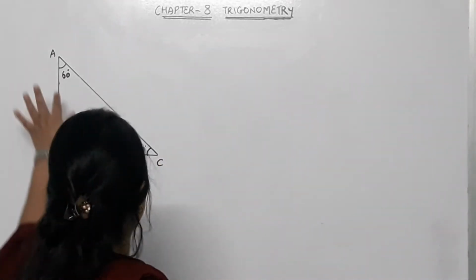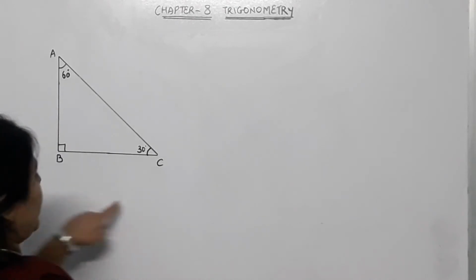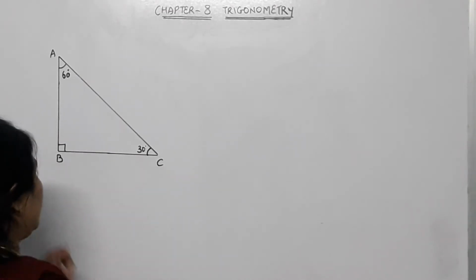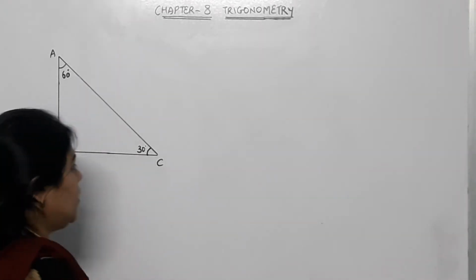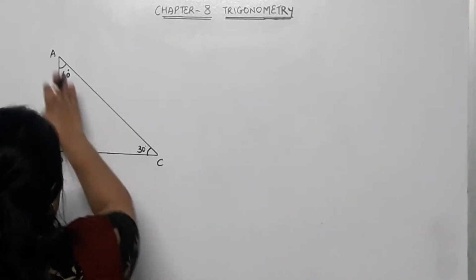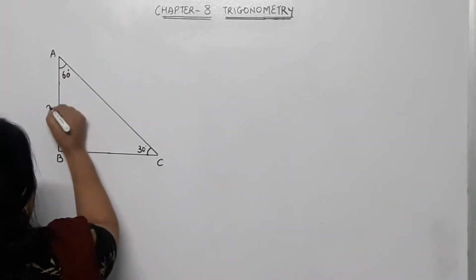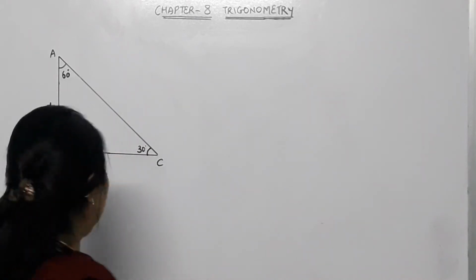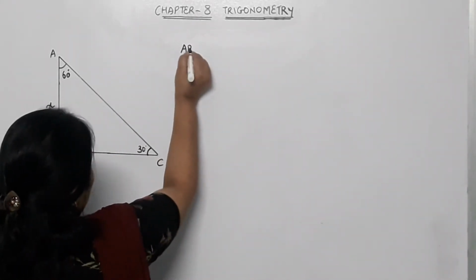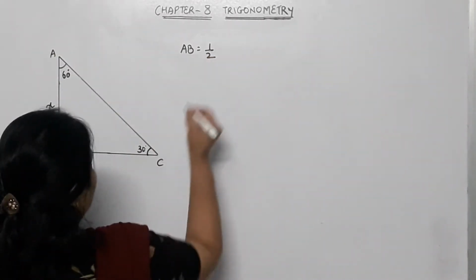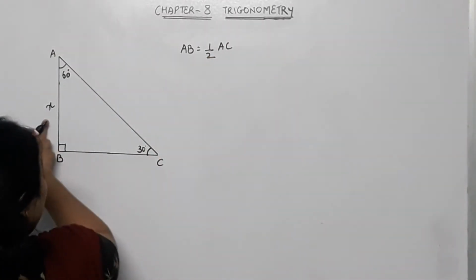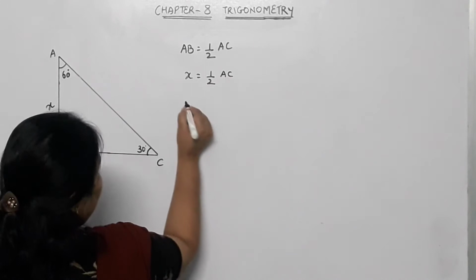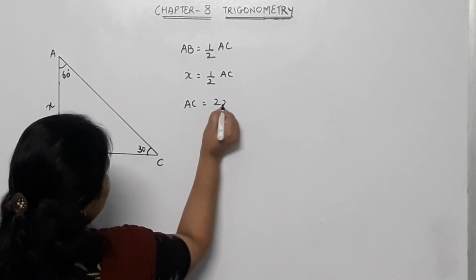See how. Now here I am having one triangle, triangle ABC, in which the measure of angle A is 60 degree, the measure of angle C is 30 degree and the measure of angle B is 90. In case we take the side opposite to 30 degree as X, you all know that the side opposite to 30 degree is half of the hypotenuse. So AB is equal to half of the hypotenuse. The hypotenuse is AC. In case the value of AB is X, it is half of AC. What will be the value of AC then? AC is equal to 2x.